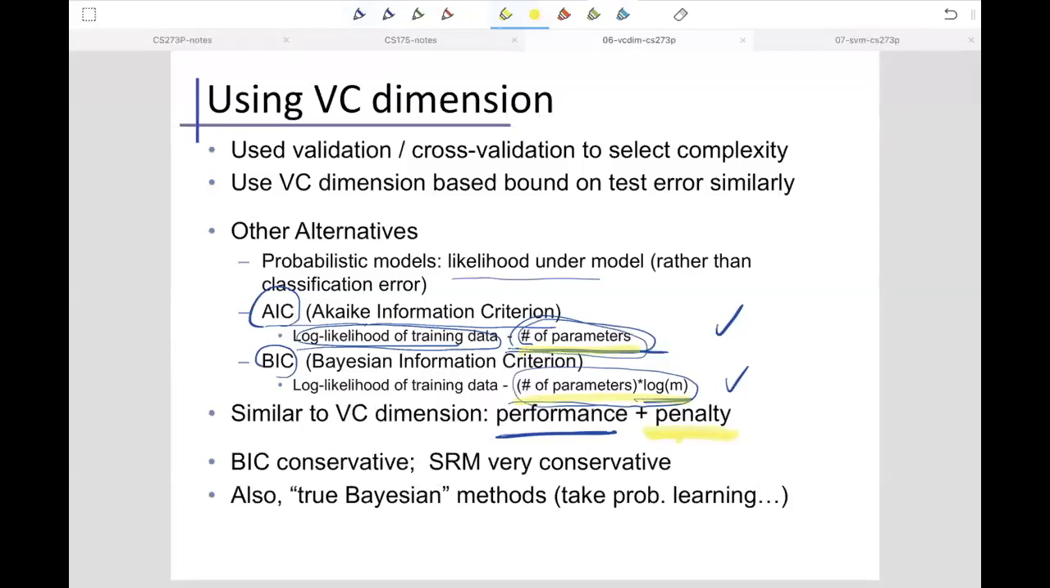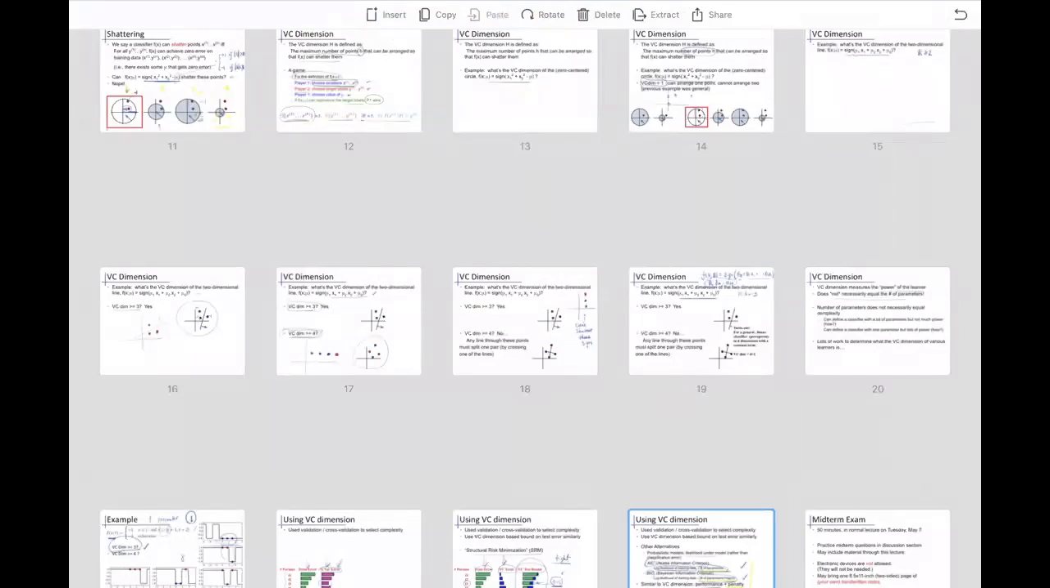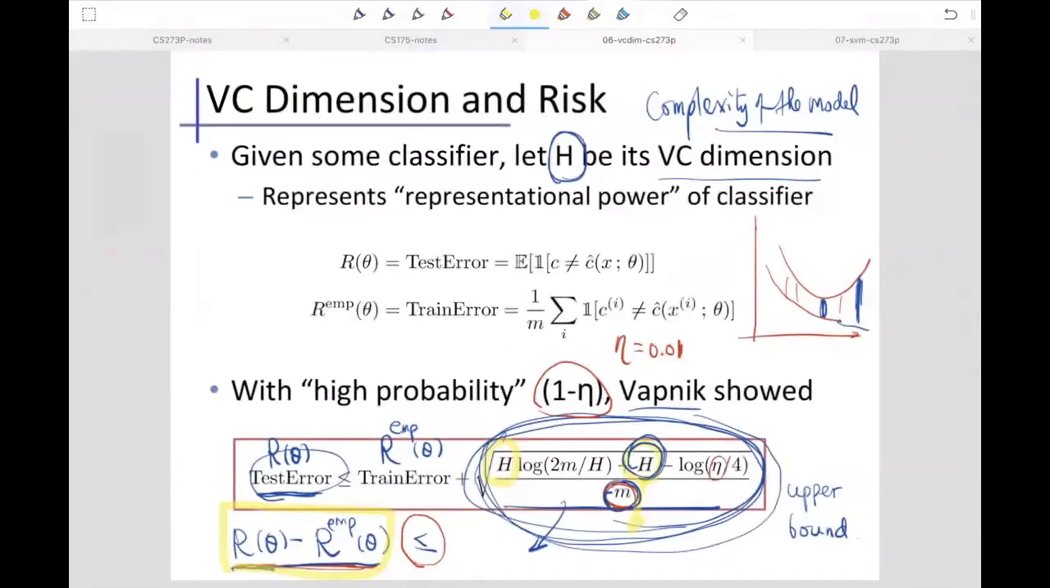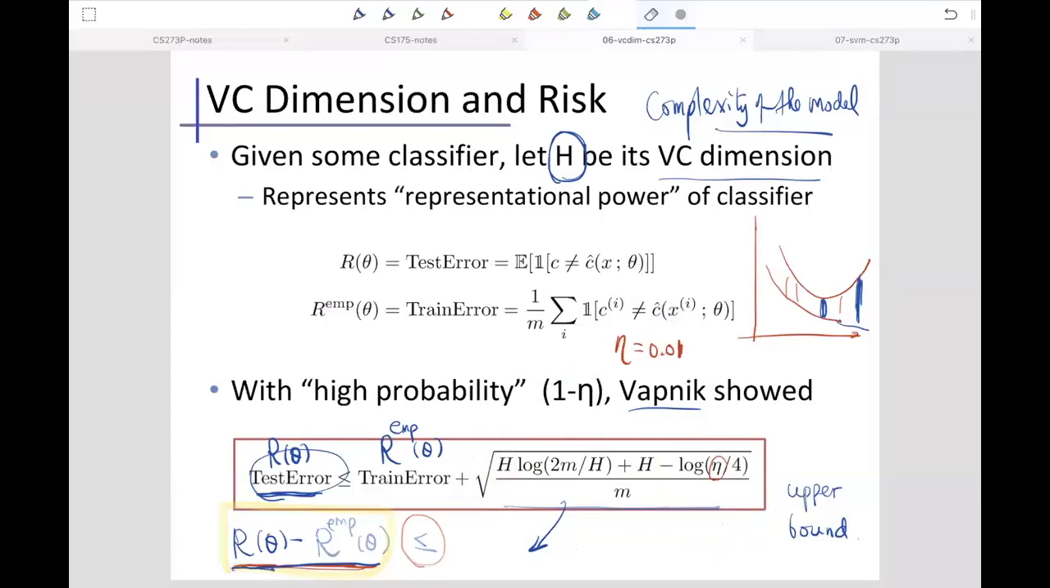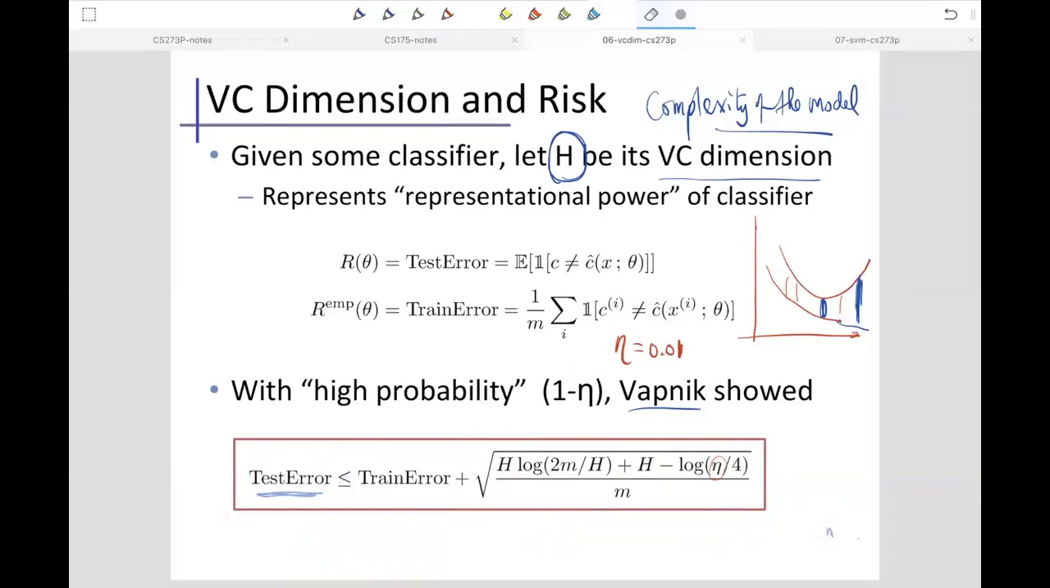In general, I should mention that all the methods here are very conservative. They're all conservative. So what does this mean? Let's go back to this equation here. Remember that this formula only tells you the upper bound. It's saying the test error is not bigger than this quantity. Let me give you an example, because this is actually very common.